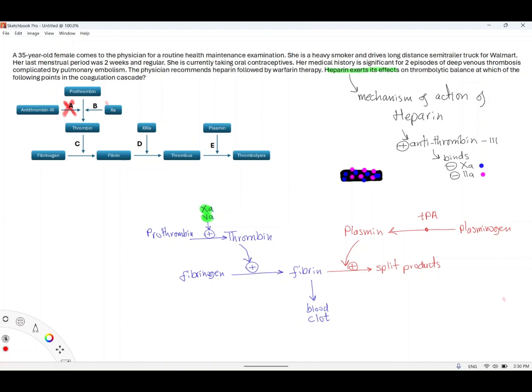So B, look what B tells you. B blocks 10A from converting prothrombin to thrombin. So that will be the correct answer. That is one of the choices, right? So that's the correct answer.